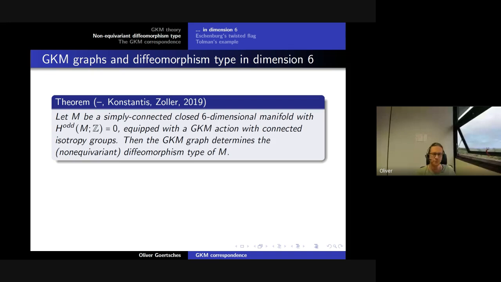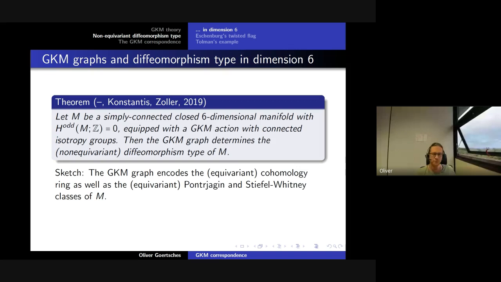So compare this to the statements from before when you have quasitoric manifolds. They are determined by their orbit space, by this combinatorial object, up to equivariant isomorphism. Here I have something a little bit less. I only have a non-equivariant diffeomorphism. Later I will also speak a bit about whether one can improve this to some equivariant isomorphism. But here it's only a non-equivariant statement. So I will give some example, but let me give a very, very rough sketch of the proof.